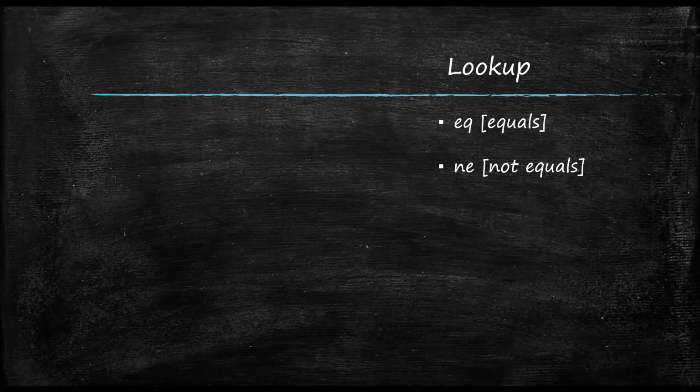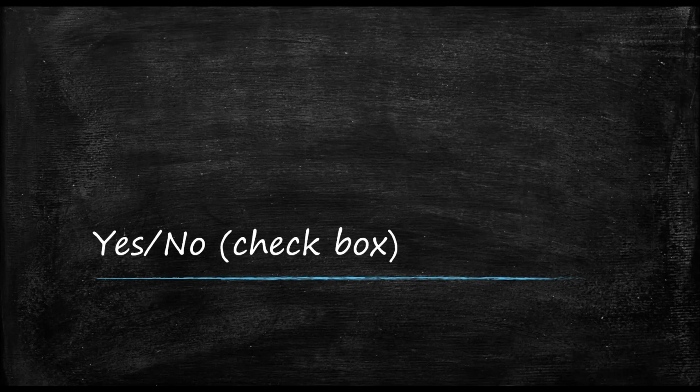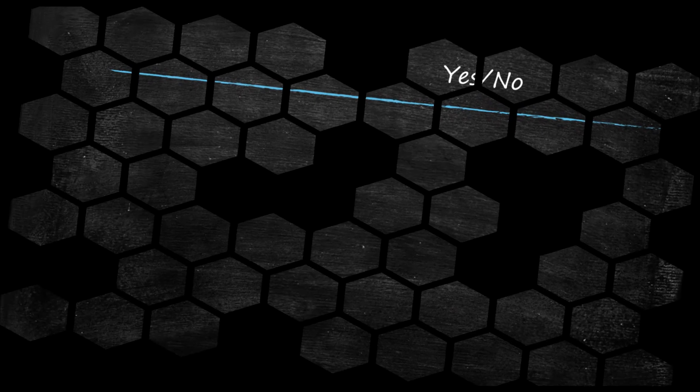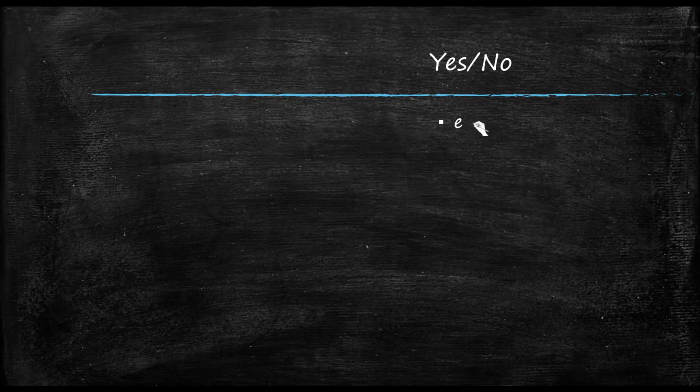Okay, the next type that we are going to see is the yes/no checkbox column. With the yes/no checkbox column you have the following options: you can still use equals and you can use not equal. What you can check with yes/no is whether it is yes or it is no. It's very simple and straightforward. Let's see a quick example.